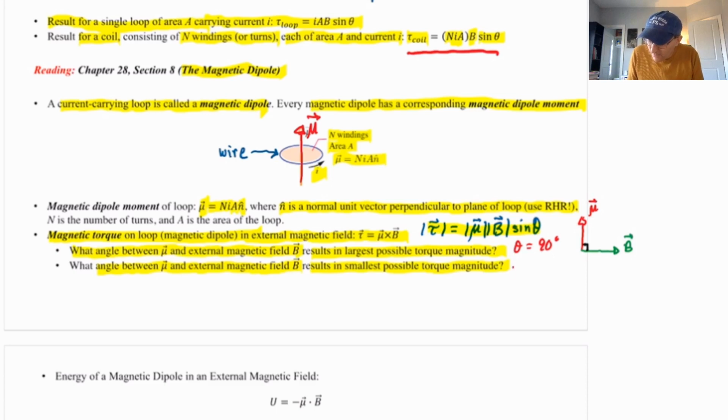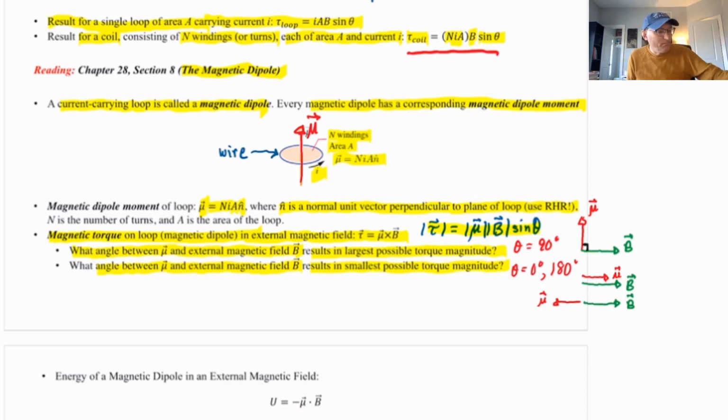Did you say two answers here? Theta could be 0 or 180. So 0 would mean the mu would be, for example, like that, and the B would also be like that. There is no torque on a magnetic dipole oriented like that. There is also no torque, zero torque, on a magnetic dipole with magnetic dipole moment oriented exactly opposite to B, like that. So those will give you the minimum torque magnitude, namely 0.